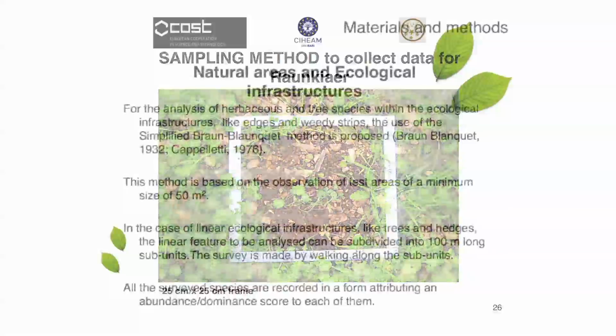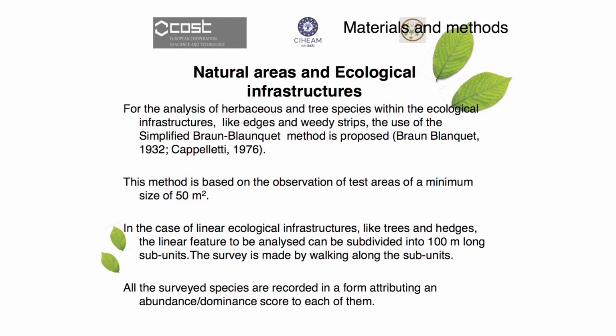And in the case of linear ecological infrastructures, like trees, hedges, and even the ecotones around the field, we apply the same by walking along the subunits, making a total of 50 square meters. Obviously, all the recorded species were entered in a form with an abundance-dominance score for each of them.